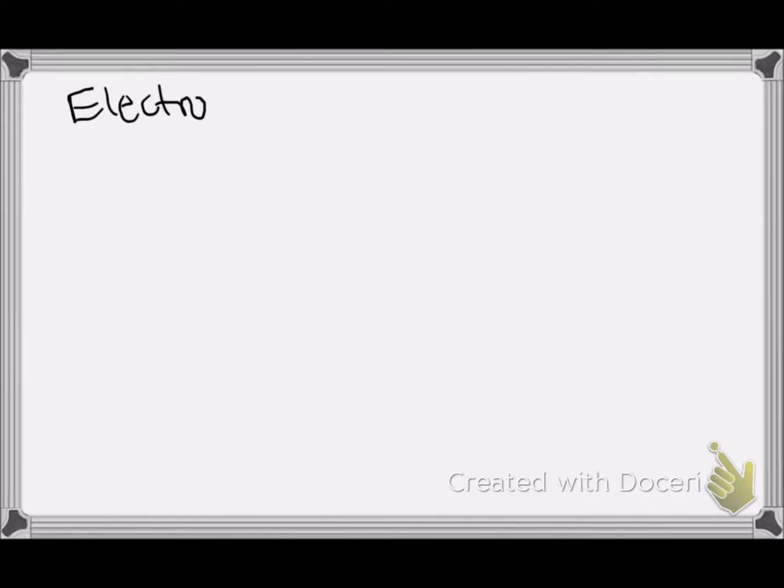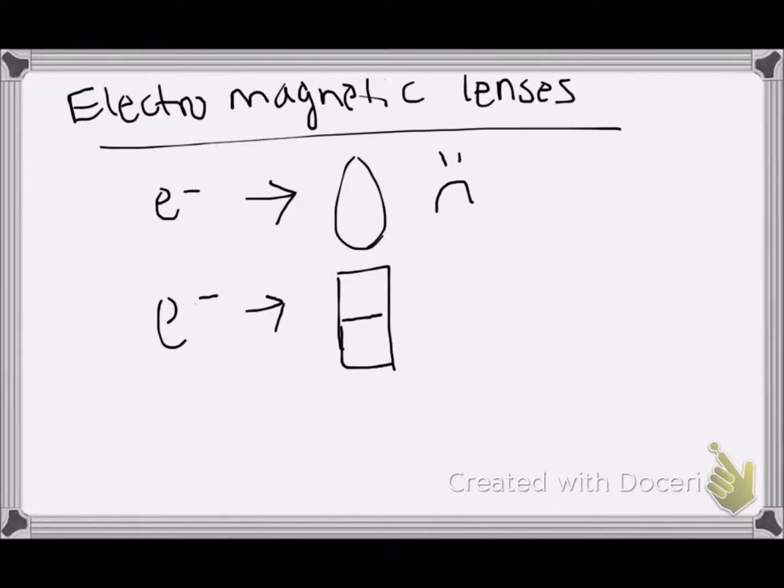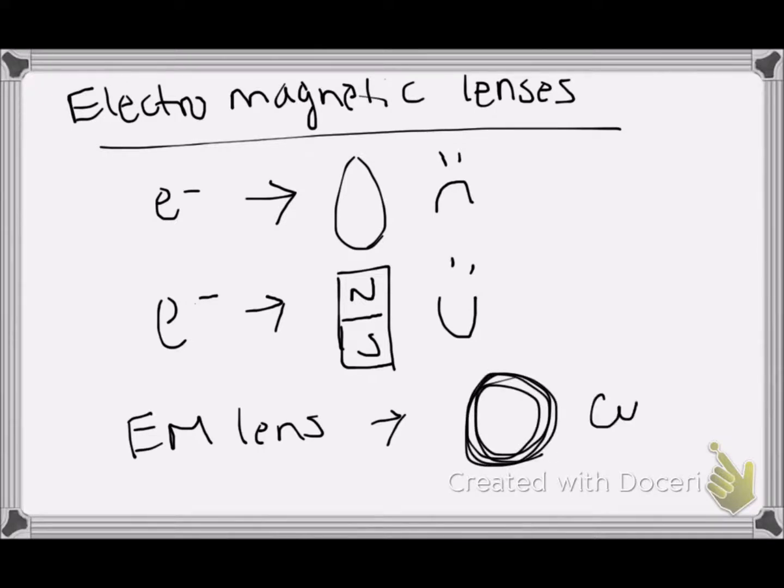In TEM, we use electromagnetic lenses because electrons can't be focused with glass, but they are charged particles, so we can alter their paths with a magnet. And their strengths are adjusted not by curving them greater, as with a glass lens, but by simply changing the current running through the electromagnet.